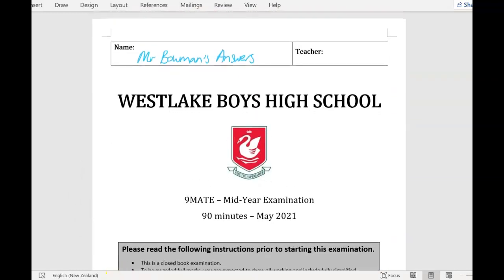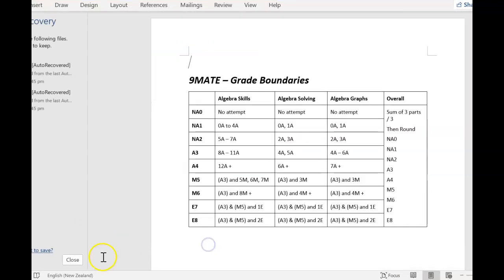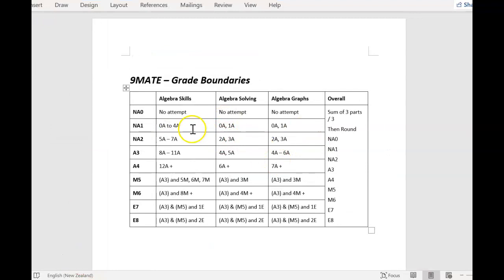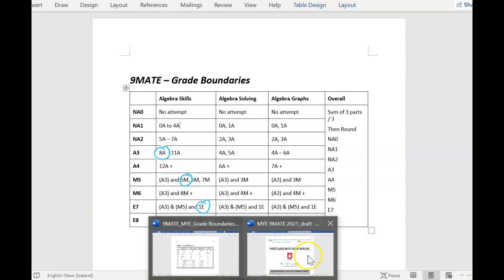In case you were wondering what the grade boundaries were and what you needed to do for each: to achieve, you needed to get 8 merit or 8 achieve marks. To get merit on top of that, you needed to get 5 M's, and to get that very elusive E, not many E's given out here, you needed to flip that over and get one of the excellence questions right, and they were very challenging, those ones.